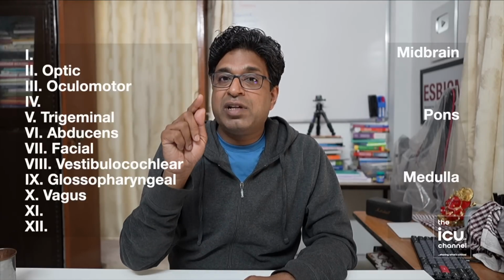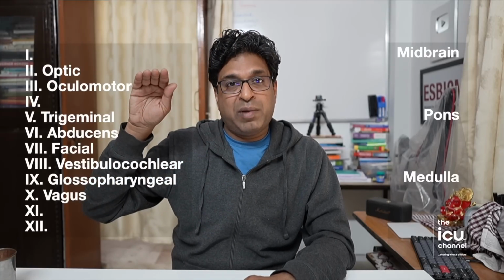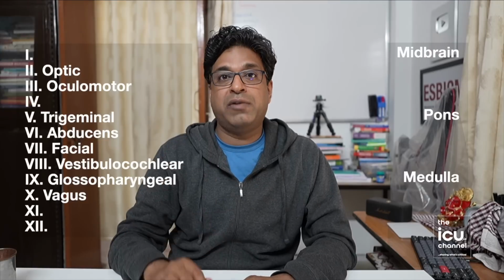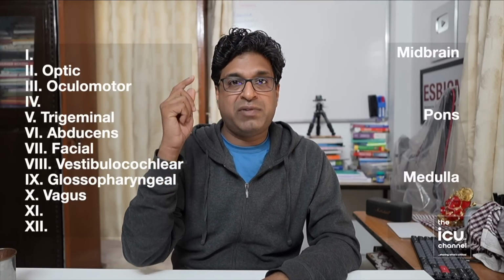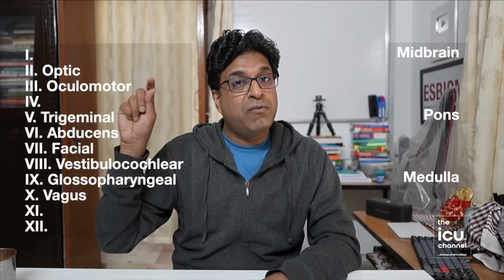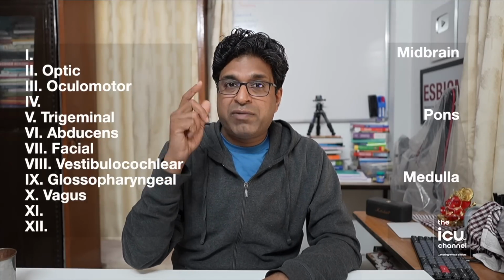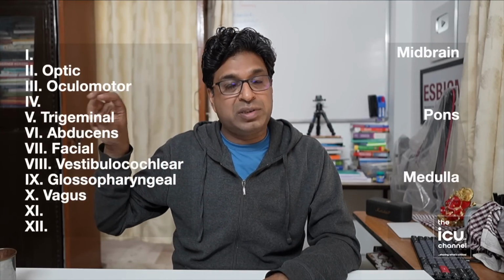The fifth and seventh are both a part of the pons. We remember now, 5, 6, 7, 8. So we have tested the pons by the corneal reflex. So two reflexes we have taken. Pupillary light reflex, we have tested the second and third nerves, via which we tested the midbrain. With the corneal reflex, we have tested the fifth and seventh, and we have tested the pons.